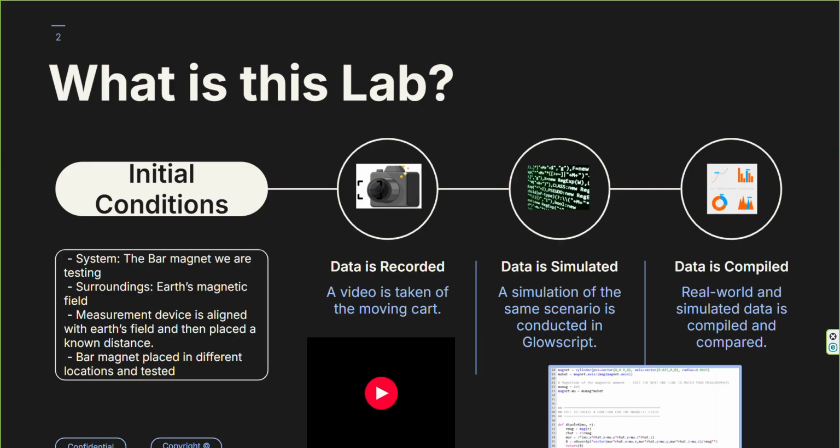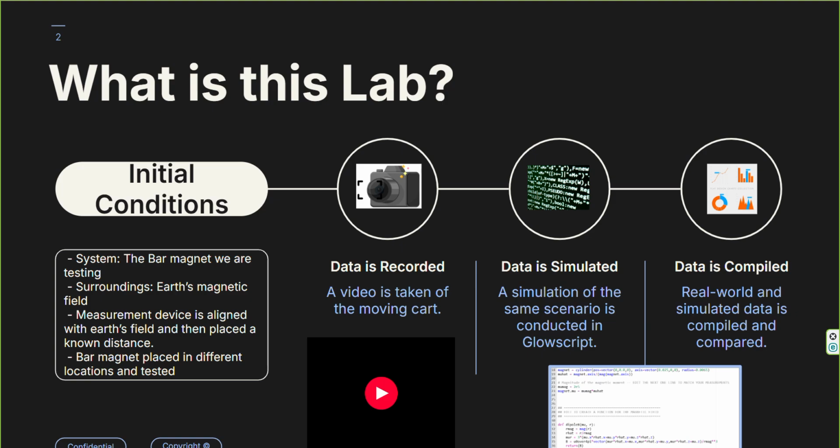After we did this, we simulated the same thing in GlowScript, and then saw how the real world and simulated data compared to each other, and saw if the physics equations that we used in the GlowScript code were correct, which would happen if the data that we got from the code aligned with the data that we got from the real world.